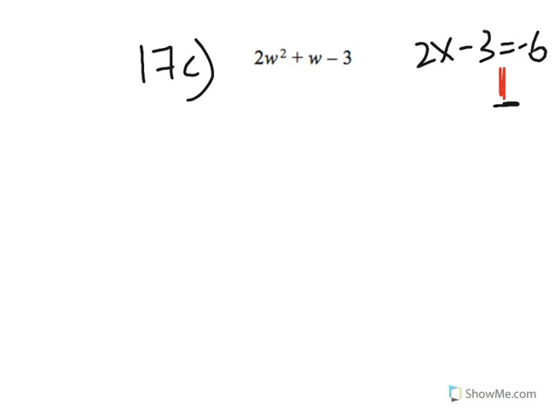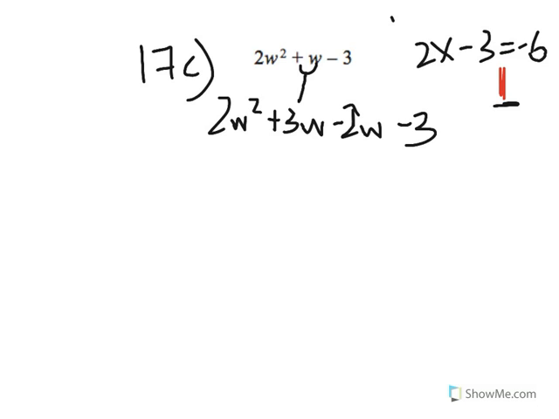So all you got to do is take this. So write down 2w squared. You got to split this into plus 3w minus 2w minus 3. Now what you got to do is factorize each side separately. So we'll first factorize this side. So what is common in between them? It's nothing but a w. And you get 2w plus 3.